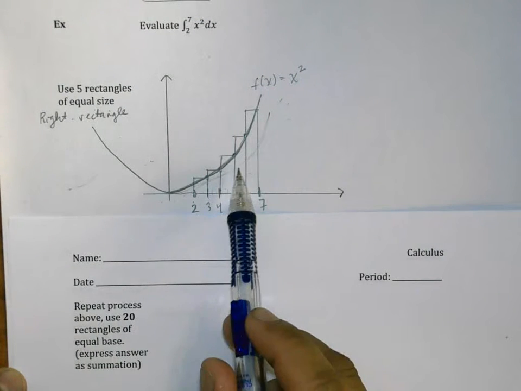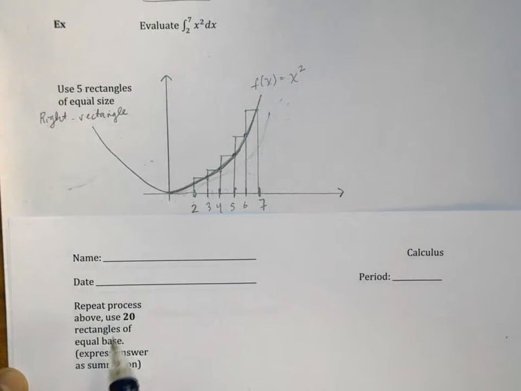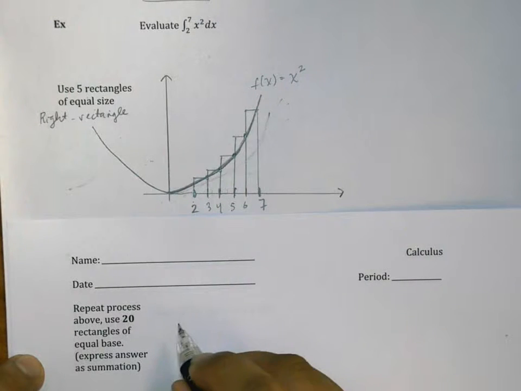So now we're going to calculate this sum here, but in the last video we did it with 5 rectangles. Here we are going to do this with 20 rectangles. So I'm going to write out the sum first, but let's think about this for a minute.